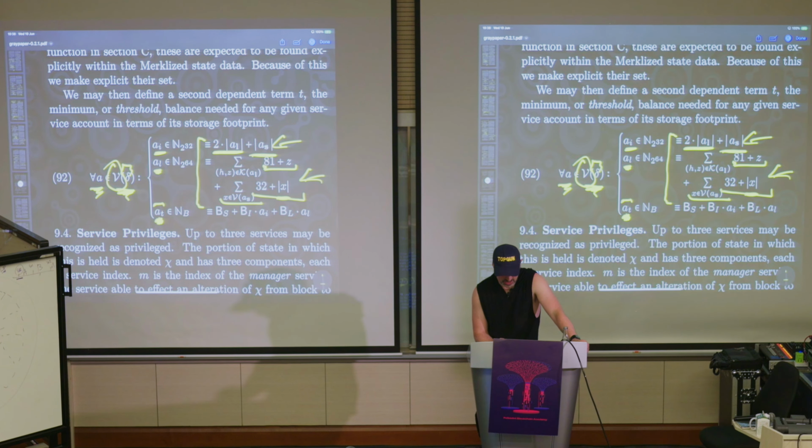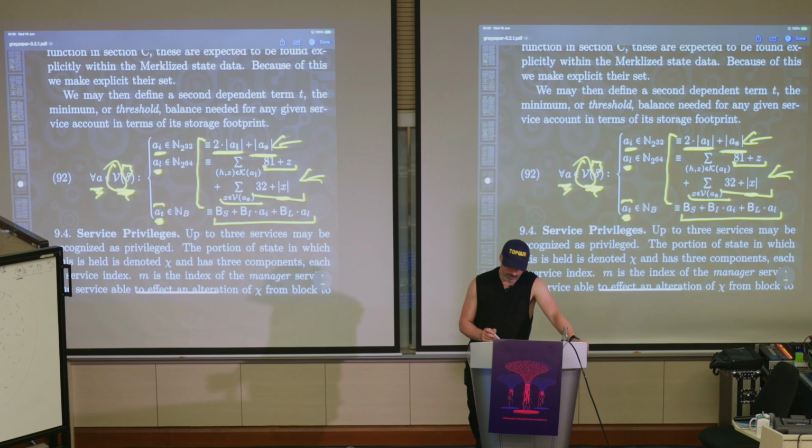A sub T, the balance threshold. This is basically the minimum balance, or the existential deposit in Polkadot terms. Minimum balance of a service account. And as you can see, this is defined through adding these things up and multiplying them by some factors. And this is what gives us the deposit requirements for storing data on-chain. We basically just set the minimum balance, and then we require the actual balance to be greater than that minimum.